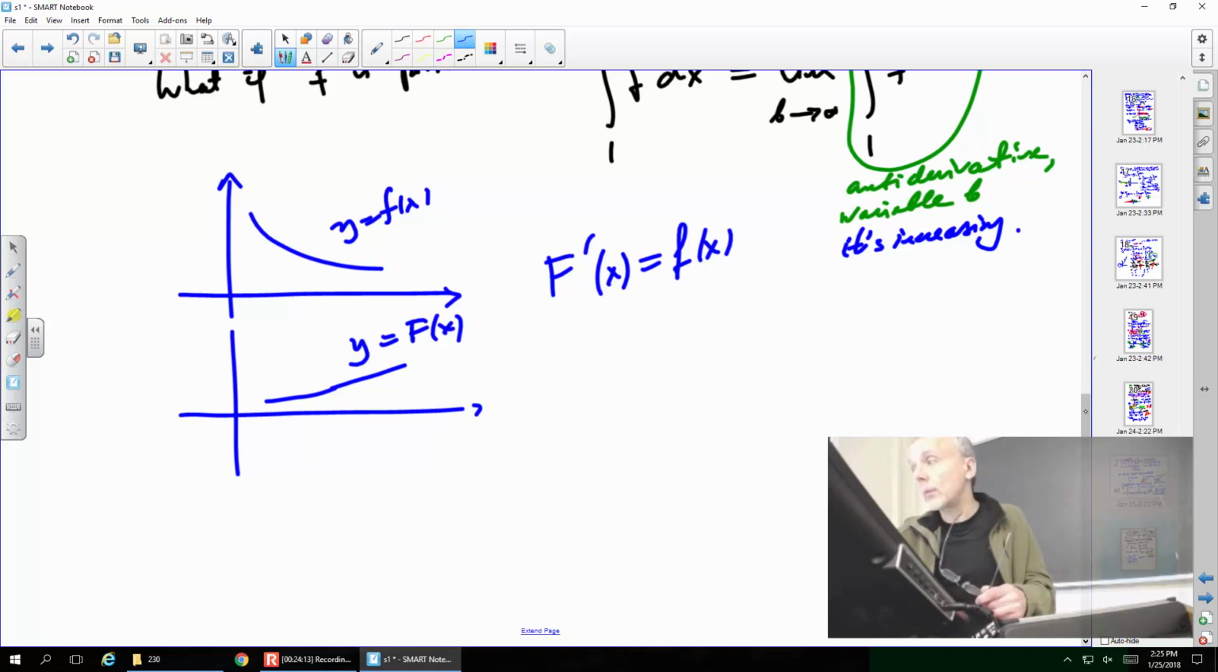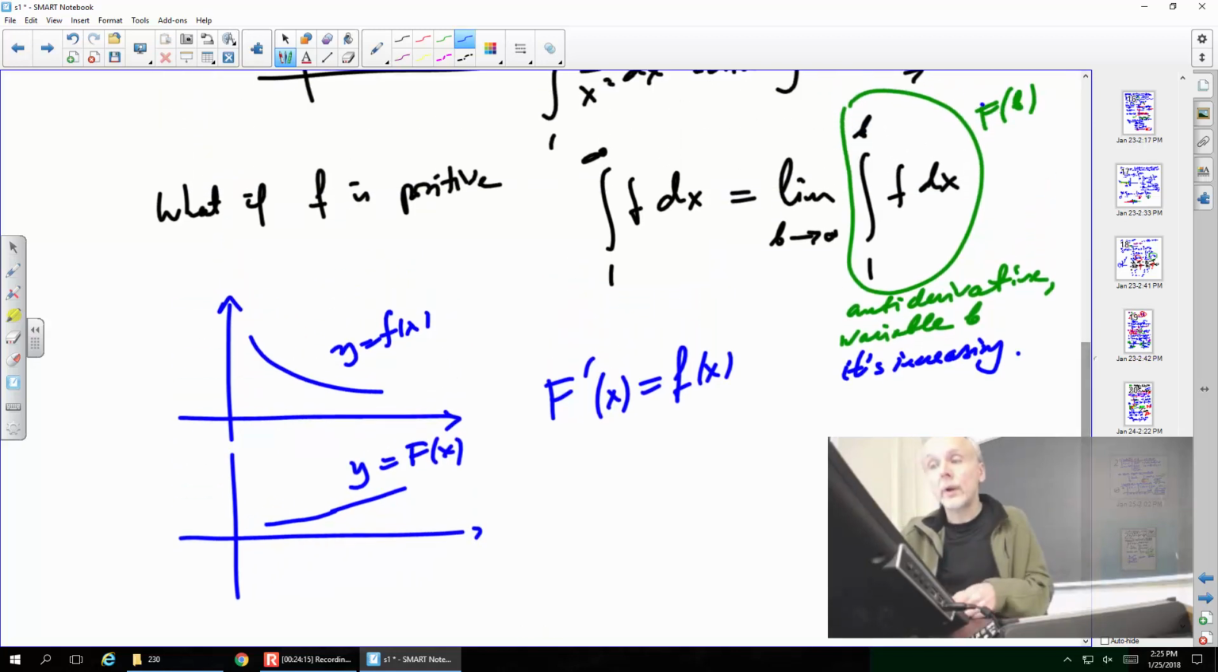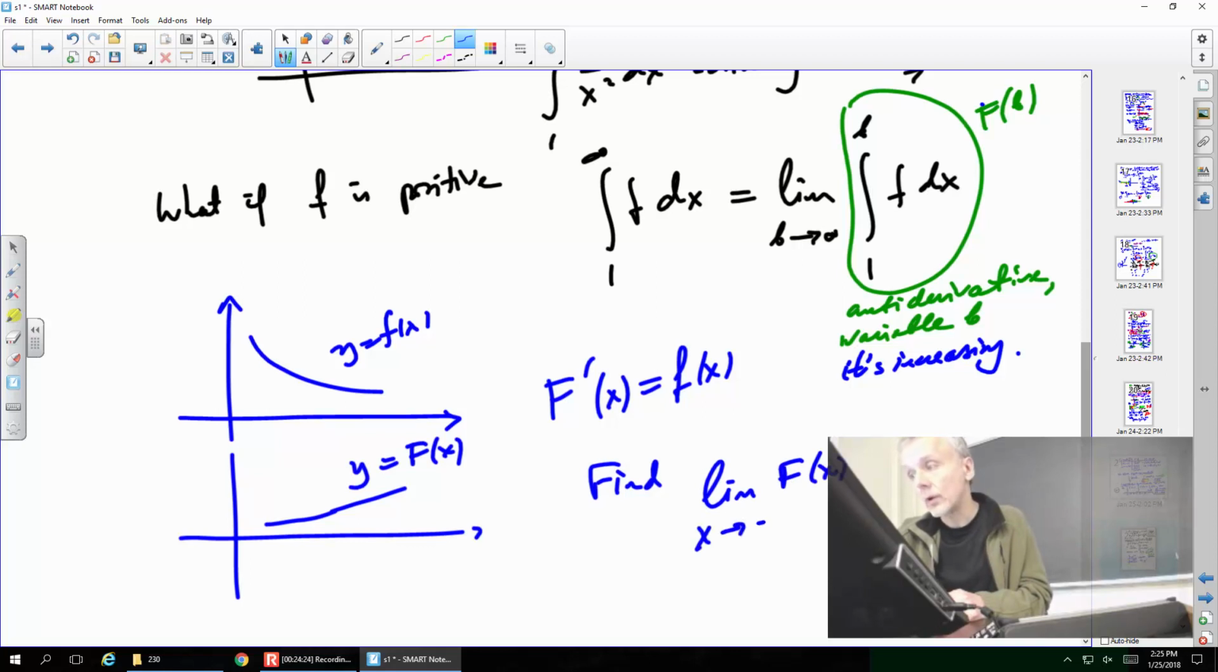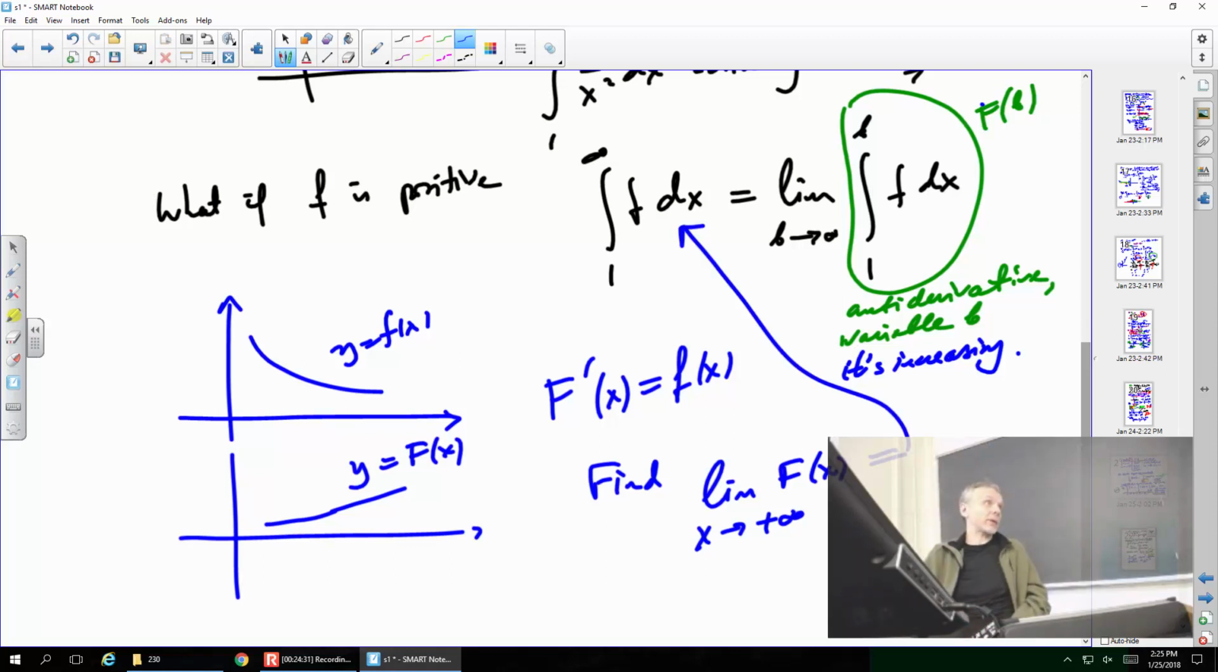Okay, and then remember, once again, for improper integrals, what we're after is to find the limit of f of x as x goes to plus infinity. That will be our integral. The integral we're looking at is the limit of the antiderivative at infinity, of this particular antiderivative.